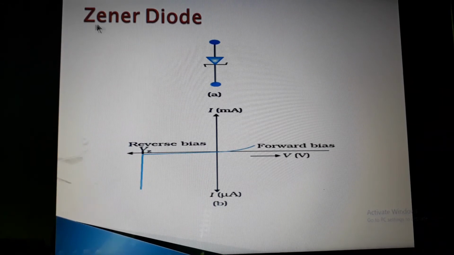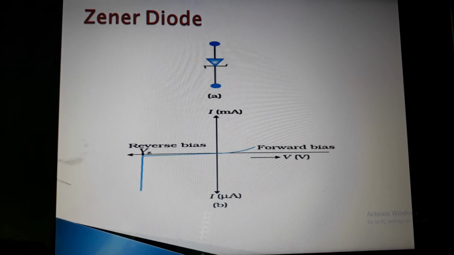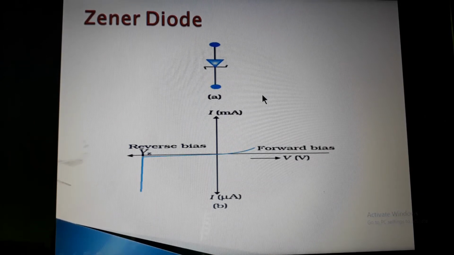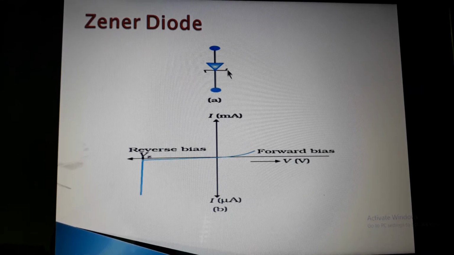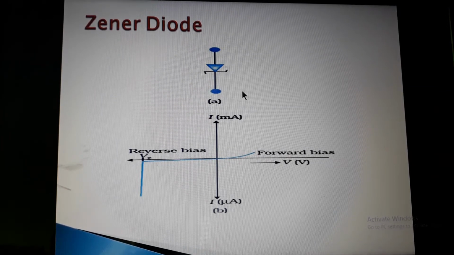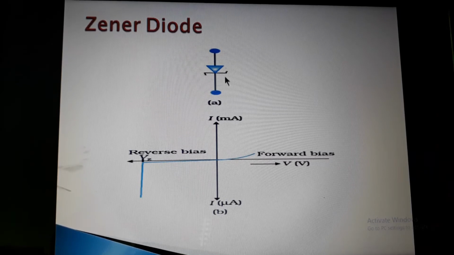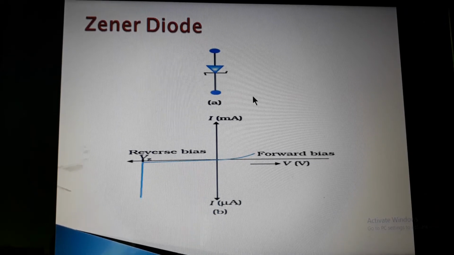Now the Zener diode actually works in reverse bias. I have already explained what forward bias and reverse bias are. Here, this is the symbol of the Zener diode, with anode and cathode. If the anode is connected to positive and the cathode to negative, that is forward bias. But if the anode is connected to negative and the cathode to positive, then that is reverse bias.